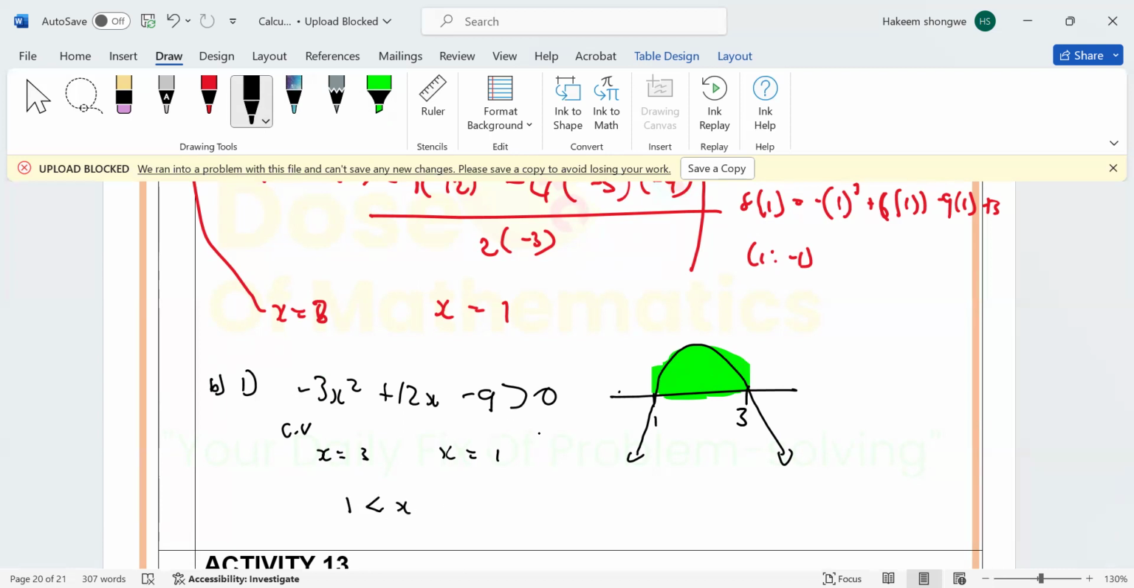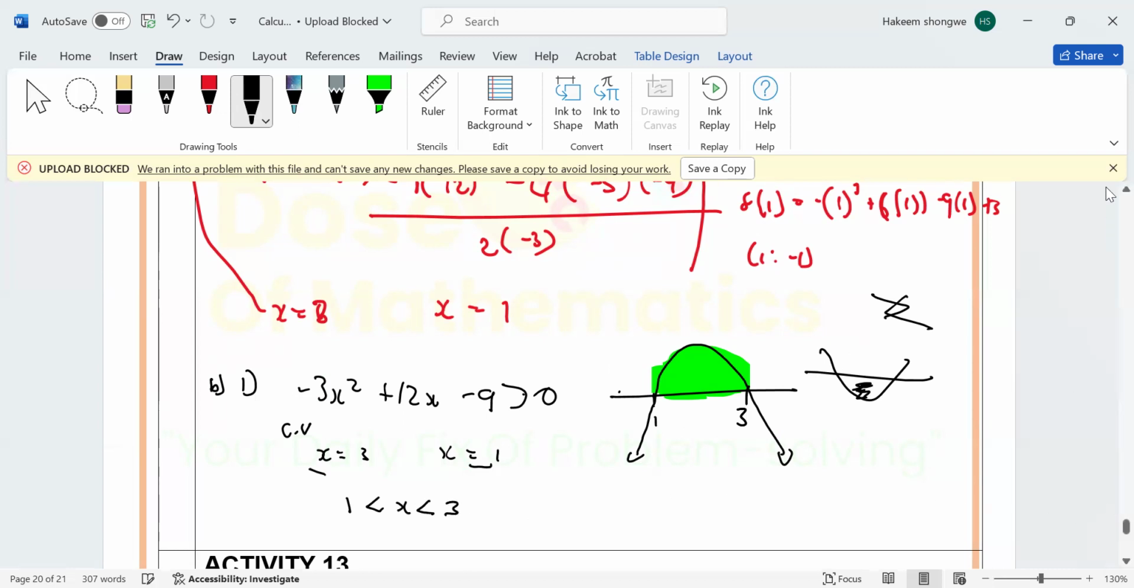The sign is going to change. The critical values are still going to be the same. Your graph is going to be smiling, but when you're looking for values above the x-axis, you're looking for greater than 0. When you're looking for less than 0, it is still this part here. But the critical values are not going to change, remember. So x should be greater than 1, but x should be less than 3.